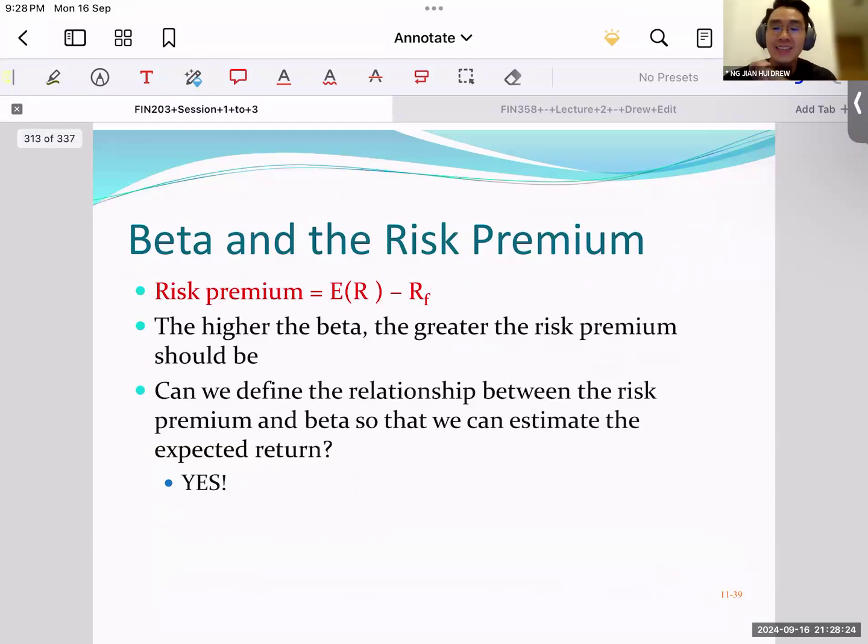So what's the point of SD? SD gives you total risk, right? Sometimes you might not be able to fully diversify away your unsystematic risk. That's why you do want to measure total risk in terms of standard deviation.